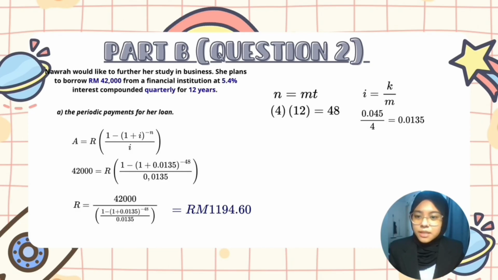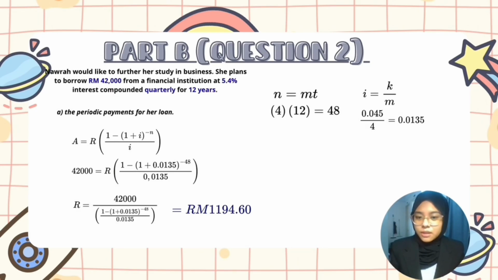For question A, we start by identifying the values. First, I determine the number of payment periods. I use the formula N equals M multiplied by T. Since the loan is compounded 4 times a year, for 12 years, I calculate 4 multiplied by 12, which gives 48. Next, I find the interest rate per period. I use the formula I equals K divided by M. K is 0.054 and M is 4. So, the interest rate per period is 0.0135.